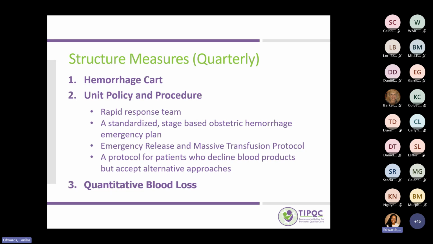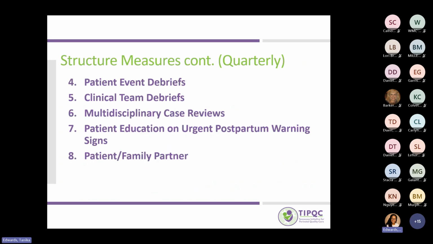So just making sure that everything's up to date and that anyone could walk onto the unit, pull one of these procedures or policies, and be able to follow it to a T and get the response that they would need. And then also looking at that quantitative blood loss, like do you have everything that you need in order to measure blood loss quantitatively? We're also looking at the patient event debriefs, the clinical team debriefs, the multidisciplinary case reviews, and the patient education that Dr. Garrison covered for us.